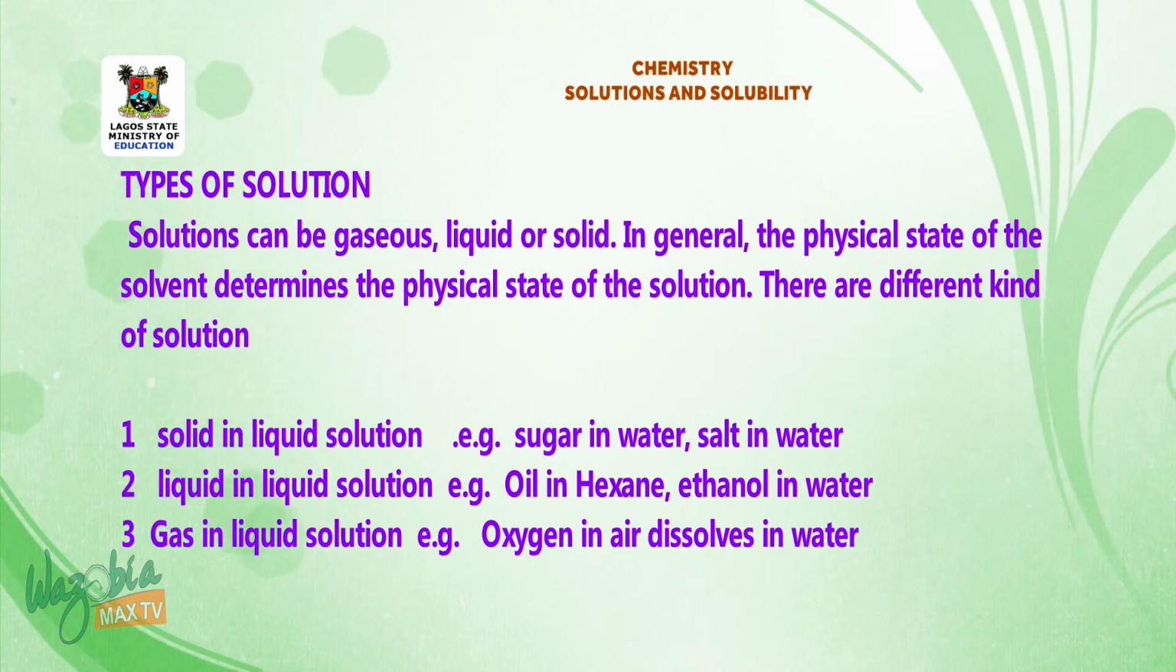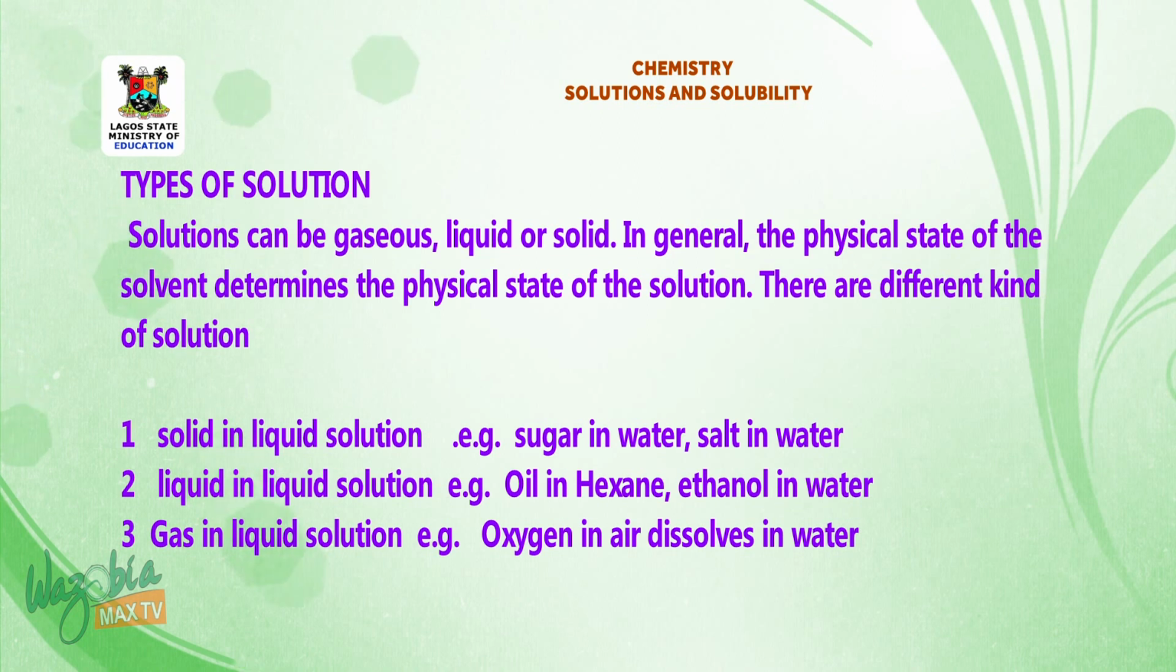Types of solution. Solutions can be gaseous, liquid, or solid. In general, the physical state of the solvent determines the physical state of the solution. There are different kinds of solution. 1. Solid in liquid solution, e.g., sugar in water, salt in water. Number 2. Liquid in liquid solution, oil in hexane or ethanol in water.